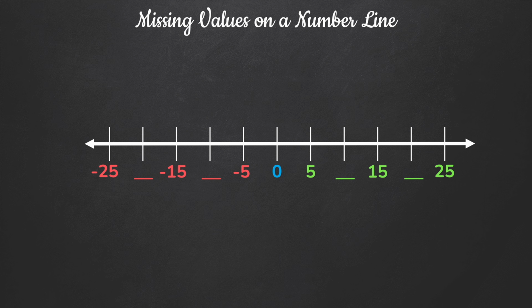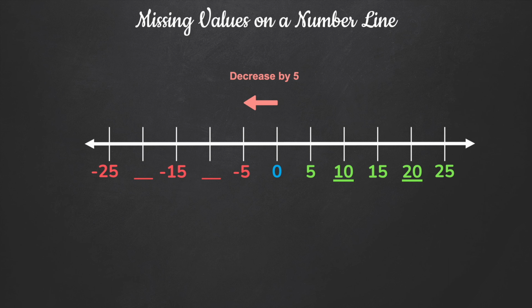So next we have a number line with missing values, and our goal is to figure out what those missing values are by looking at patterns. So between 0 and 5, we notice that there's an increase by 5. So as we go to the right, we are going to go up 5. So 0, 5, 10, 15, 20, and then 25. And then we could go on after this, but we're going to stop there.